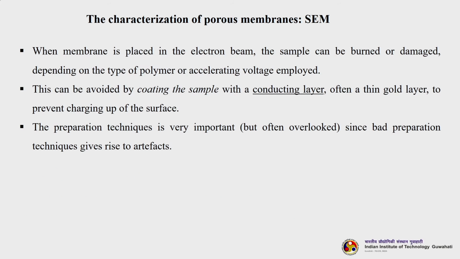When a membrane is placed in the electron beam, the sample can be burned or damaged depending on the type of polymer or accelerating voltage employed. This can be avoided by coating the sample with a conducting layer, often a thin gold layer, to prevent charging of the surface. The preparation technique is very important, but many times it is overlooked.